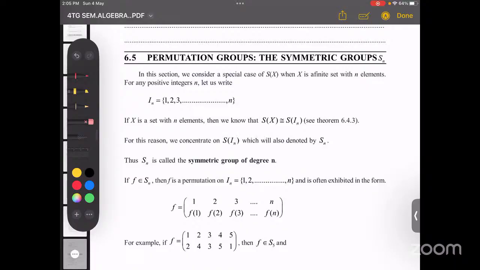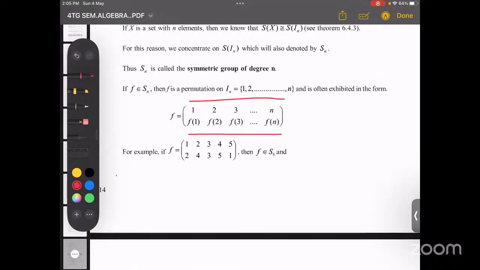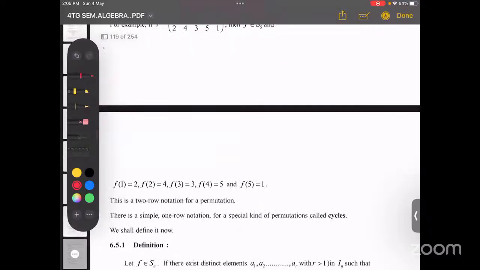So if S has n distinct elements, we write the permutation like this: the function f has the elements 1, 2, 3, ..., n, and for that you will have the images f(1), f(2), f(3), ..., f(n). For example, if you take f with elements 1, 2, 3, 4, 5 and the images 2, 4, 3, 5, 1, then f belongs to S5. Why? Because 5 elements are there, no?